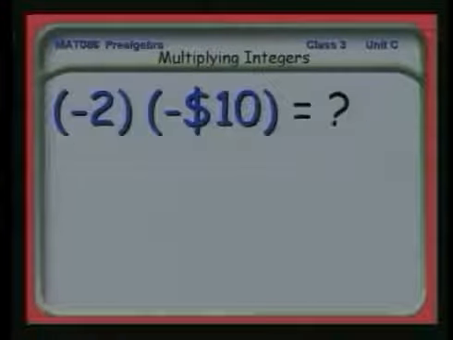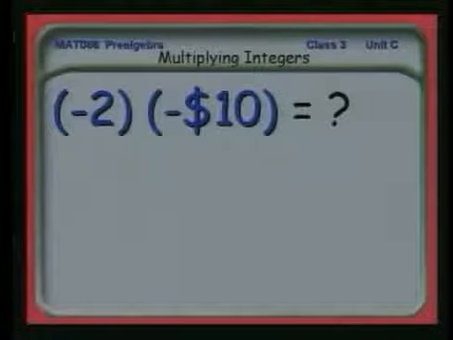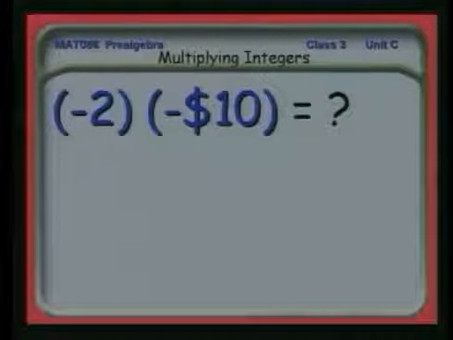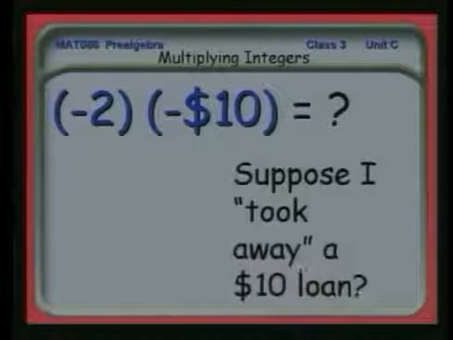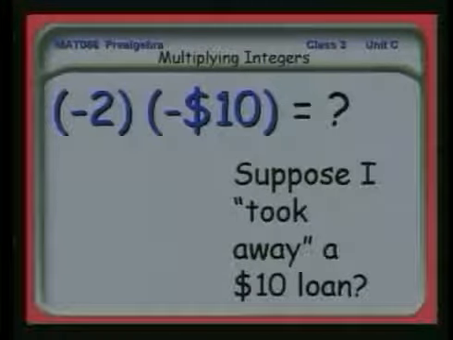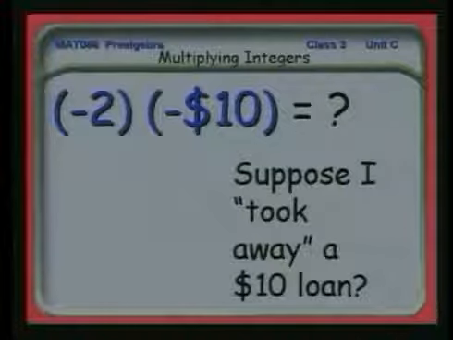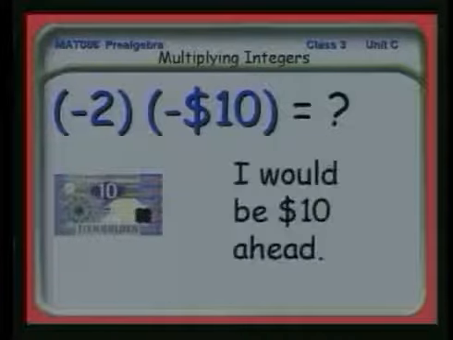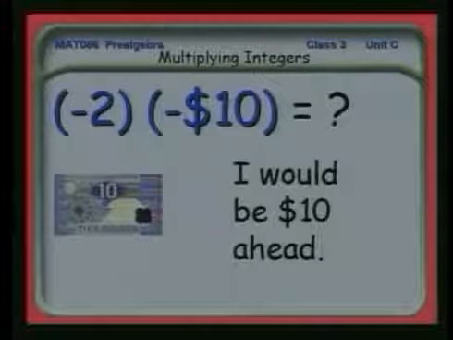Let's look at another case. What about negative times negative? Now, this takes a little more wrapping your brain around, but we're going to use money to do it. Suppose I took away a loan. In other words, you owe me $10, and I wipe the loan out. I say, you don't owe me any more money. Well, a way of thinking of that is I would be $10 ahead.